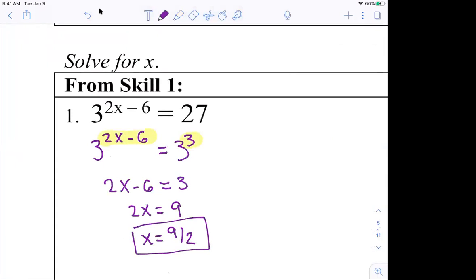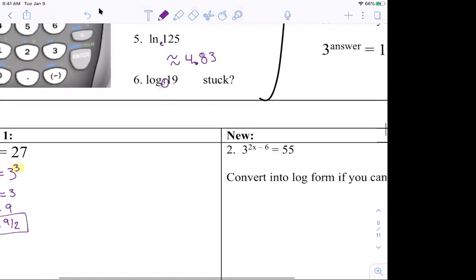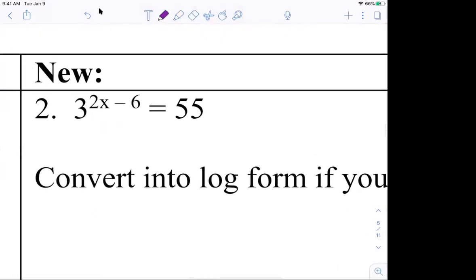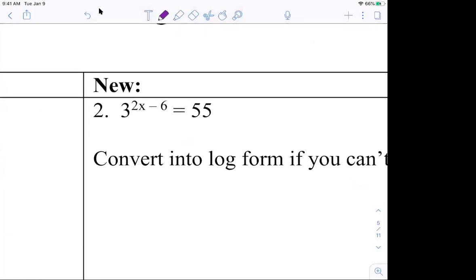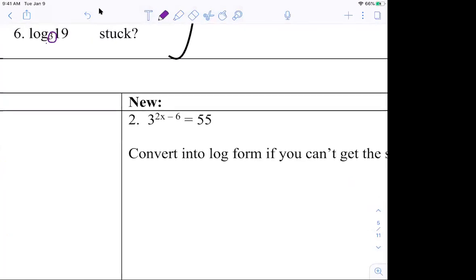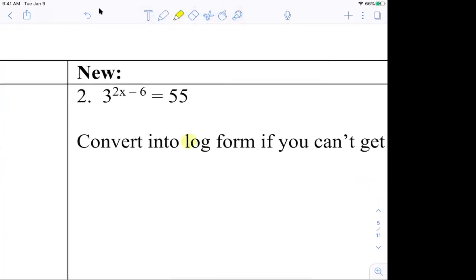Okay. But what happens when you can't get them to the same base? So in number 2, 3 to the x equals 55, you cannot get them to be the same base of 3 or the same base of anything. So what we're going to have to do is convert into log form. So if you're stuck in exponential, move to log form.